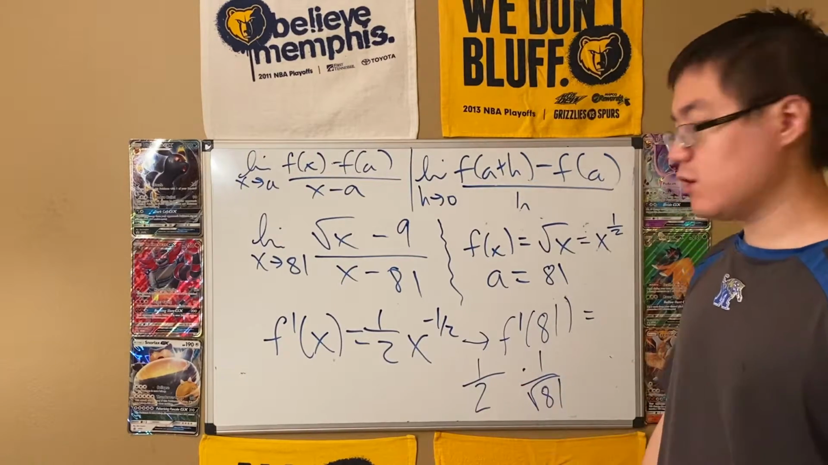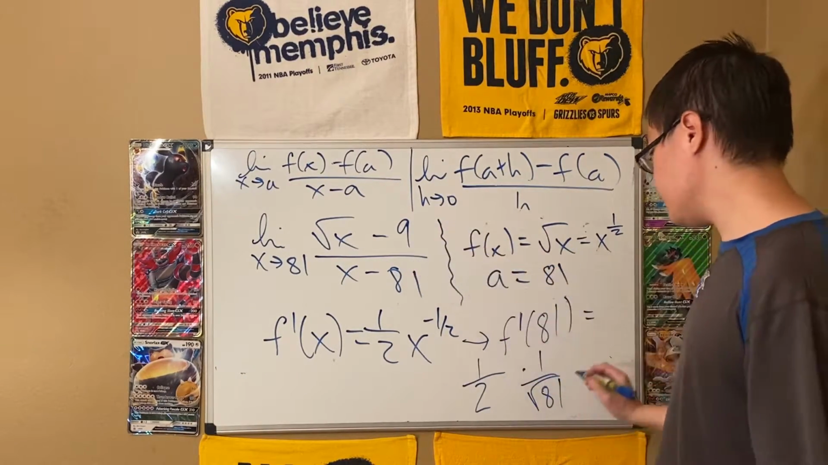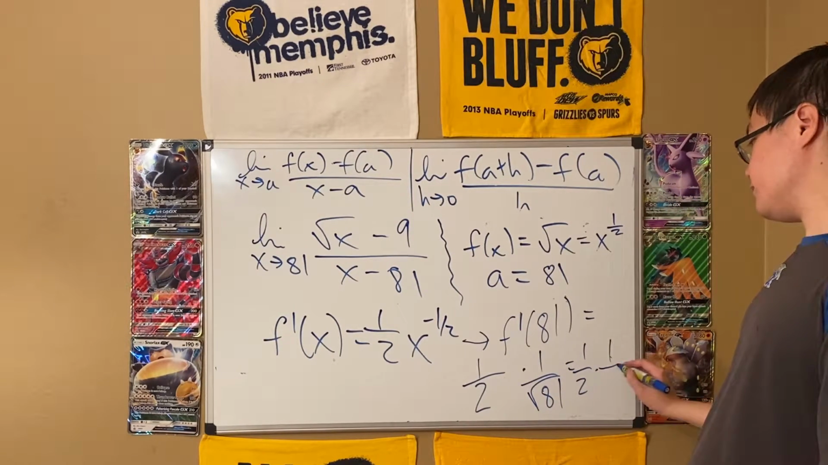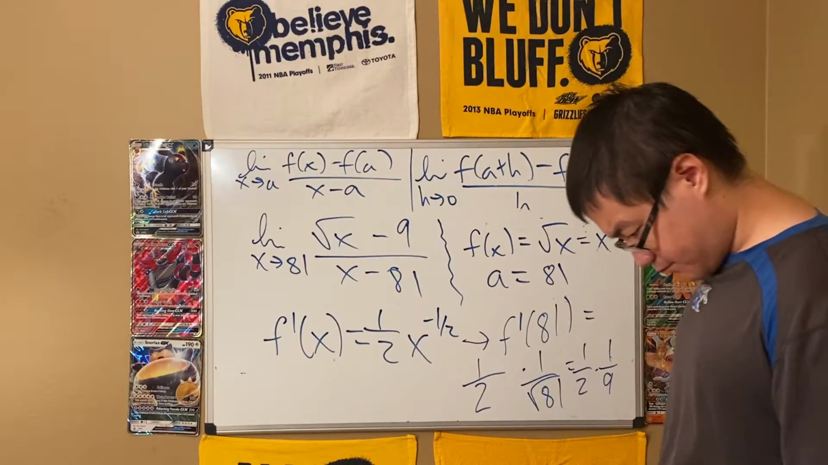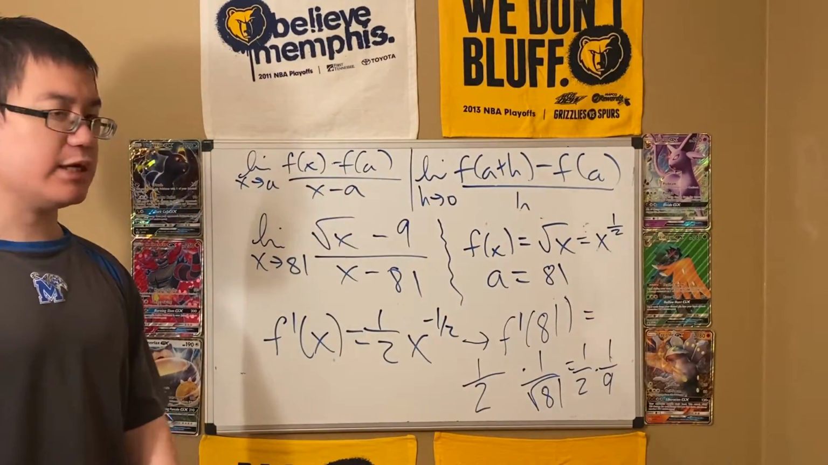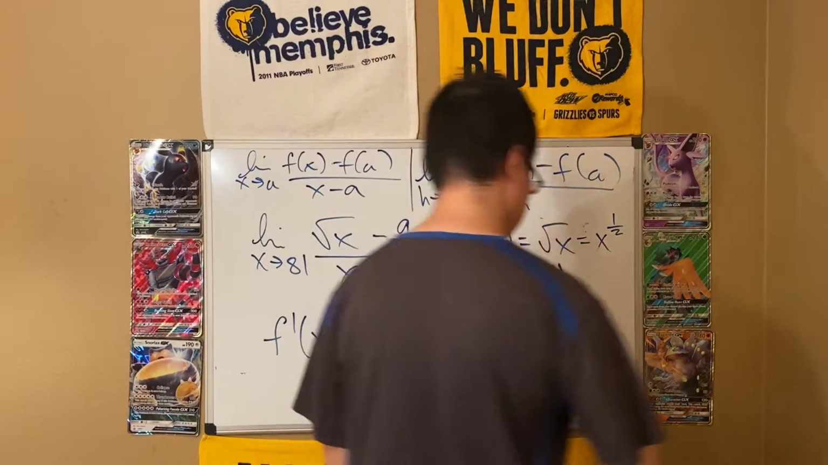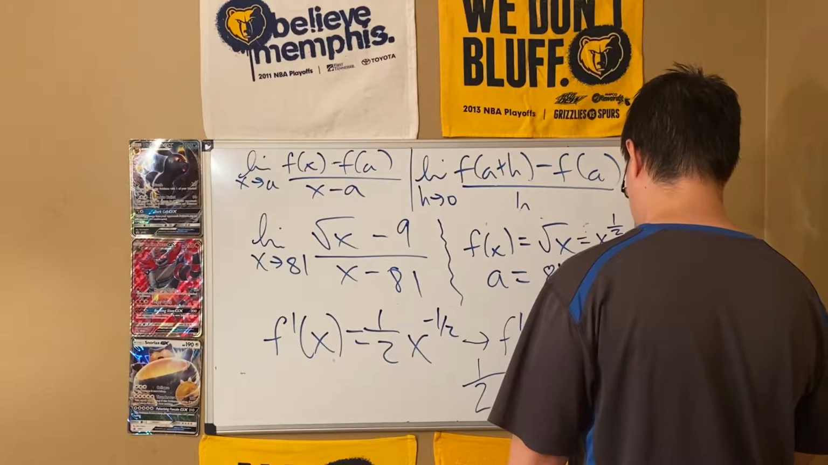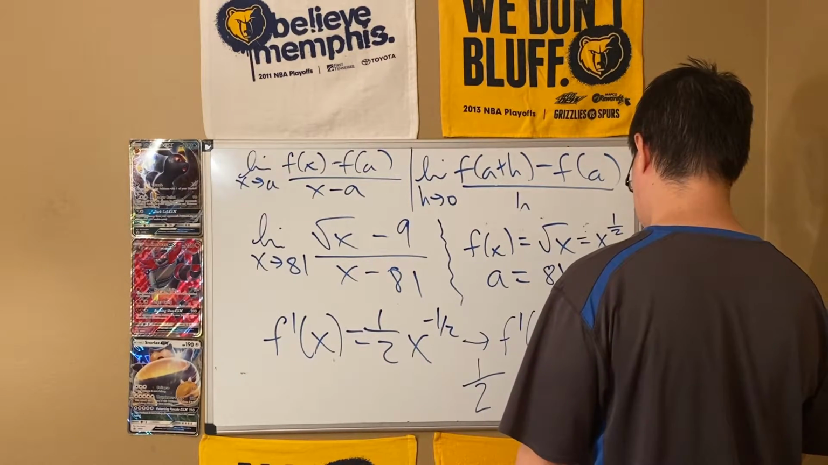What is 1 over the square root of 81? Well, it's going to be 1 over 9. So it's going to be 1/2 times 1/9. What's the final answer? Looks like we're going to have 1/18. So let me squeeze that in here. Not very pretty. Forgive me, friends.